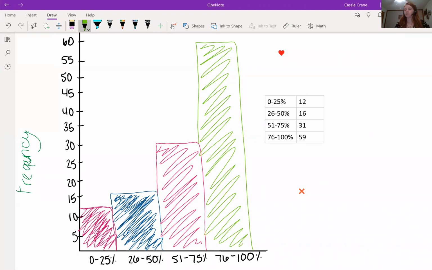So this would be my histogram for this data for the number of students who scored certain ranges on the circle graphs quiz. Does that make sense? Yeah.